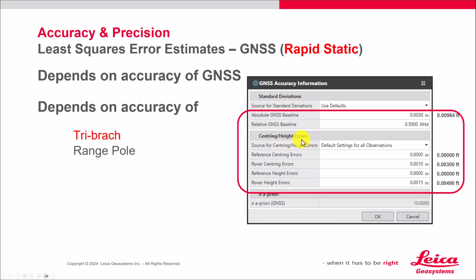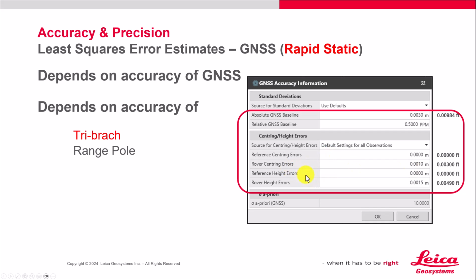Take a look at what we would fill in here. Well, remember rapid static from the specs, we would have an absolute and relative. So we have 3 millimeters constant error and 0.5 parts per million baseline relative error. And then centering errors for the reference, well, in a static one we're going to have 0 for one of the bases, and then rover about 1 millimeter.